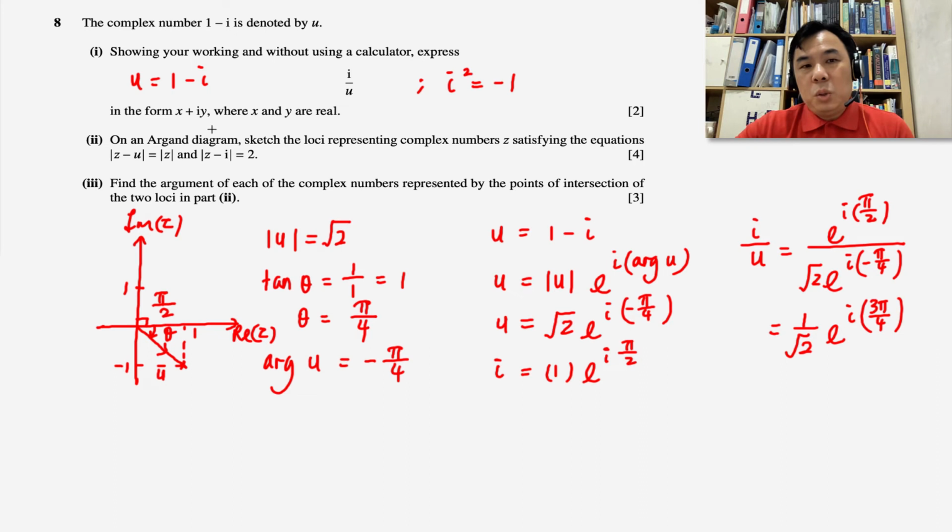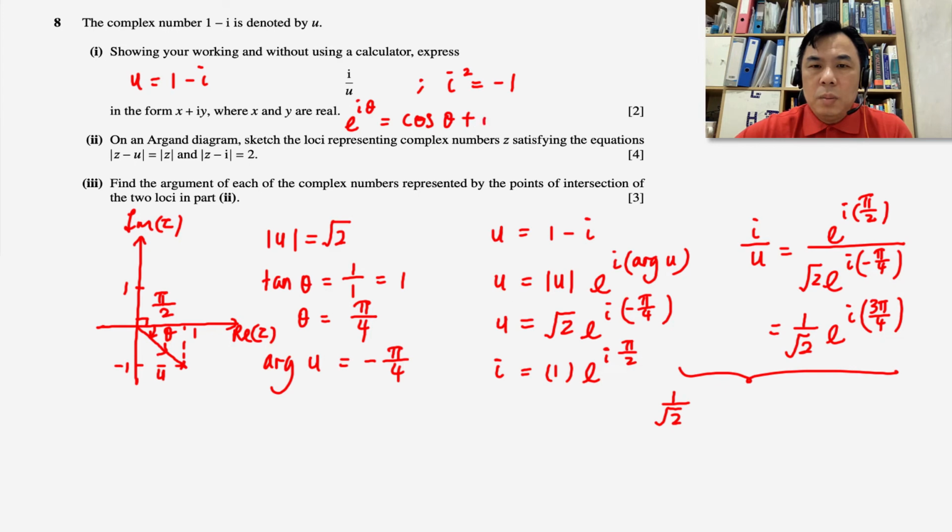But they want us to convert it back to rectangular form. How can we convert this back to rectangular form? We can convert it back this way. This entire thing can be written as square root of 2. The Euler format is here. I'll try to write it down as a reminder. e to the i theta can be written as cos theta plus i sine theta here. And then here we can rewrite as cos 3 pi over 4 plus i sine 3 pi over 4.